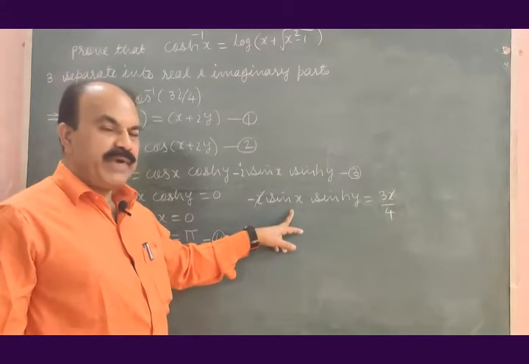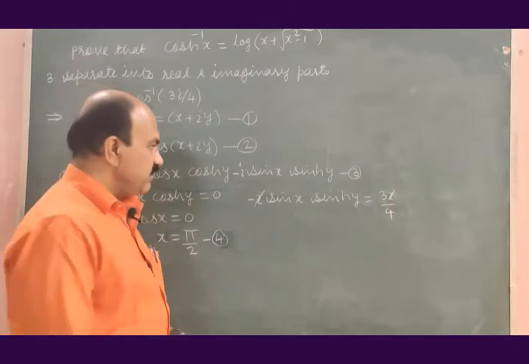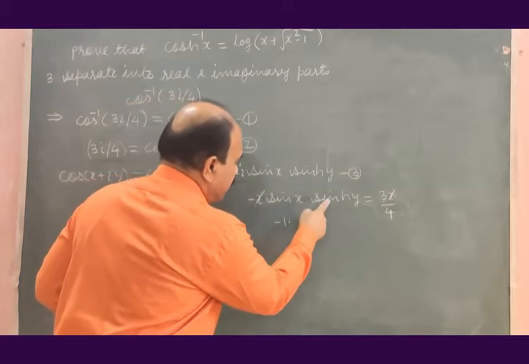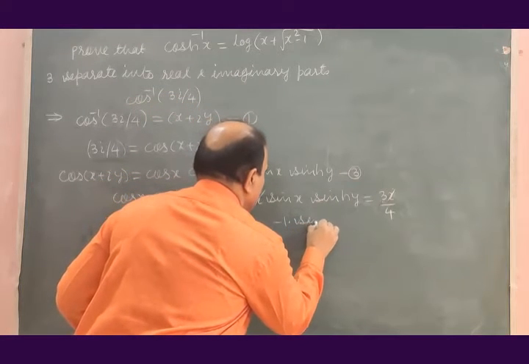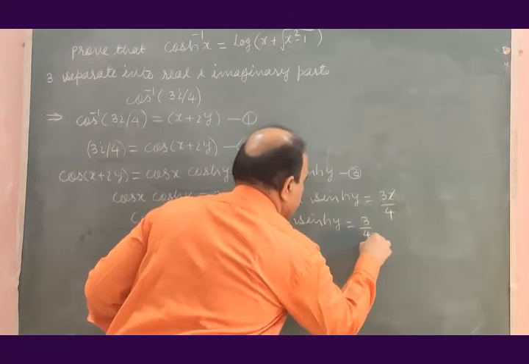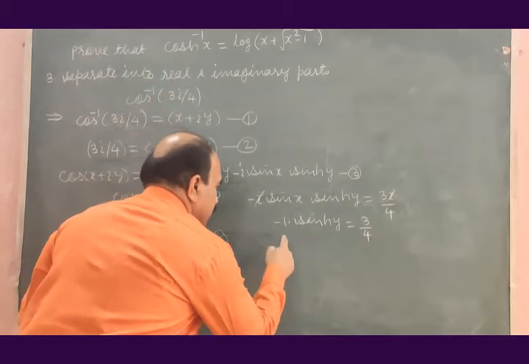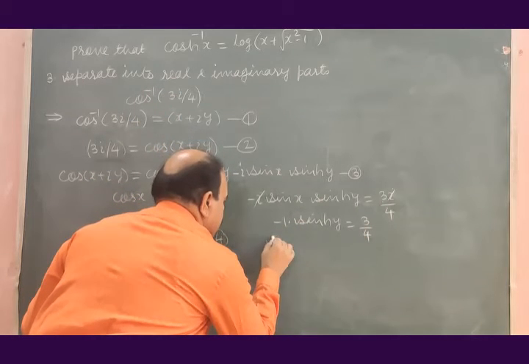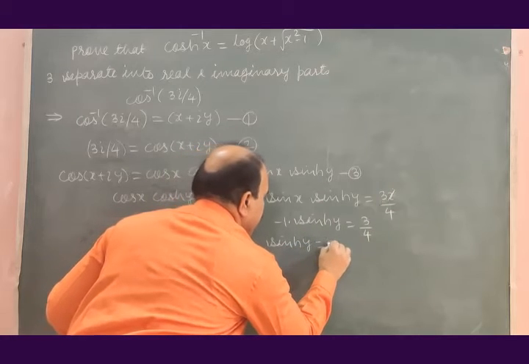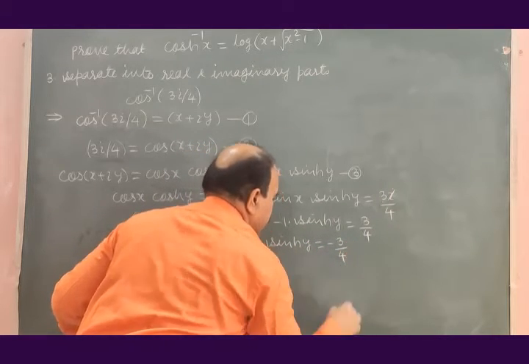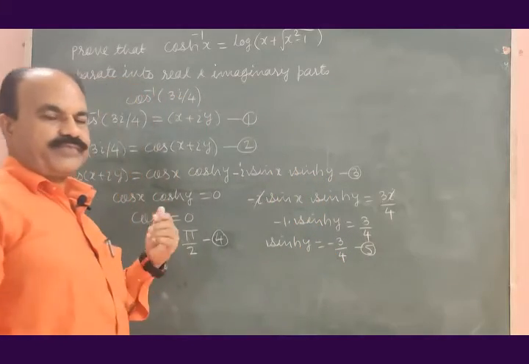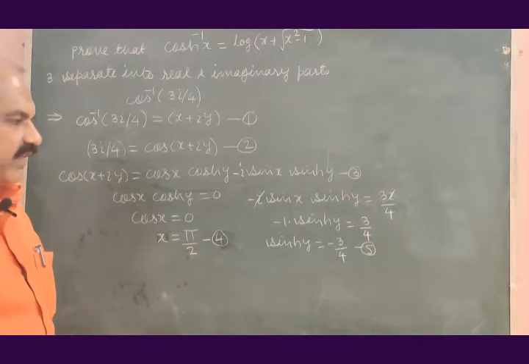What is sin pi by 2? It is 1. So minus 1, the minus sign is here, minus 1 into sinh y is equal to 3 divided by 4. If this minus 1 is sent to that side, it will be simply sinh y is equal to minus 3 by 4. Equation number 5.